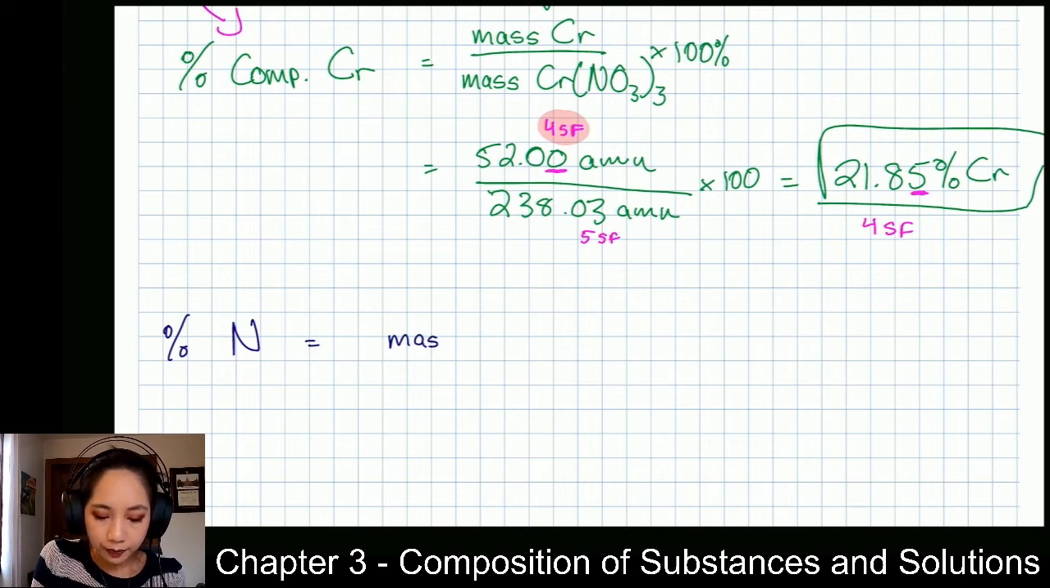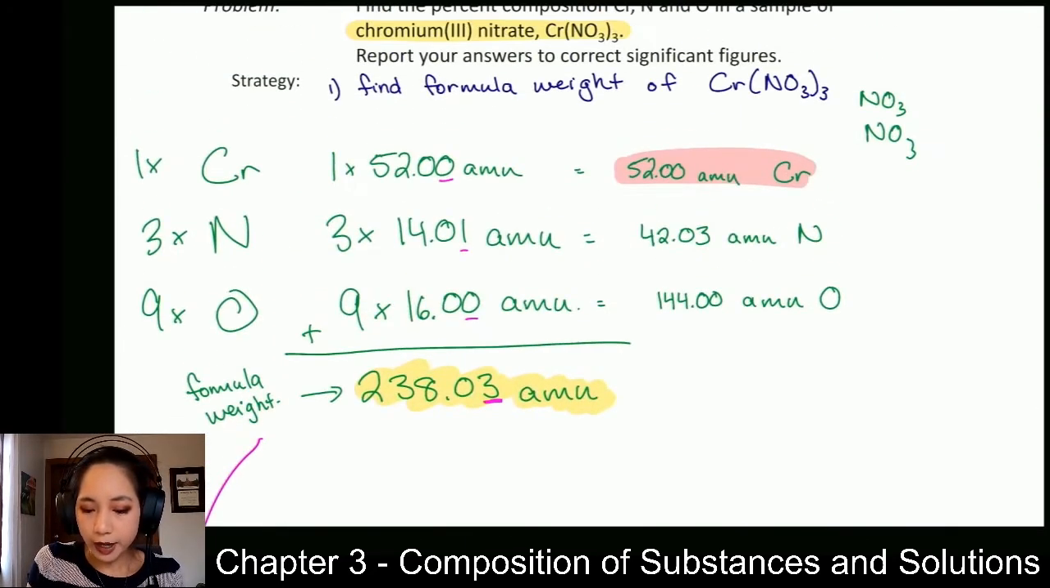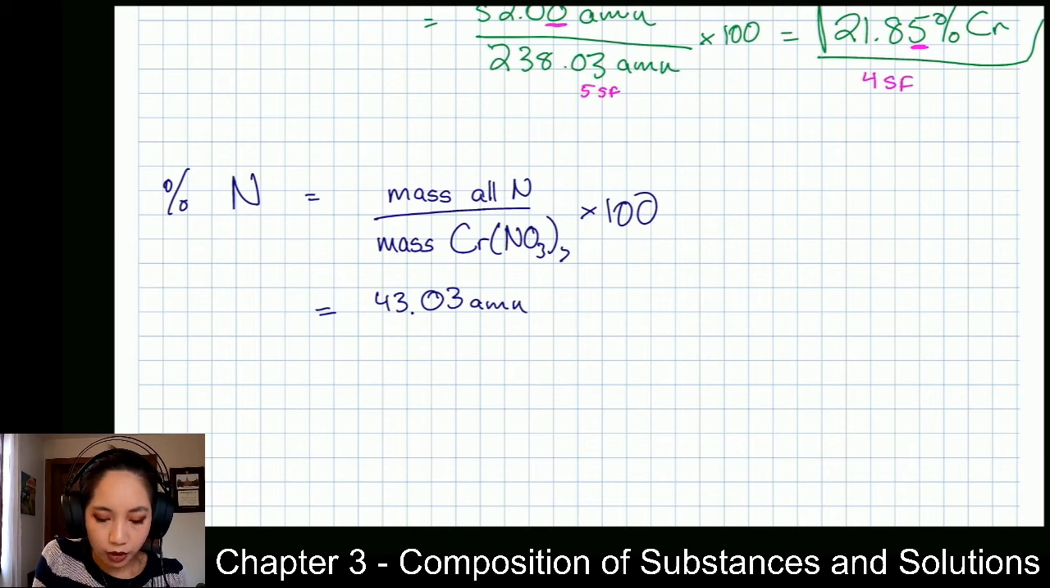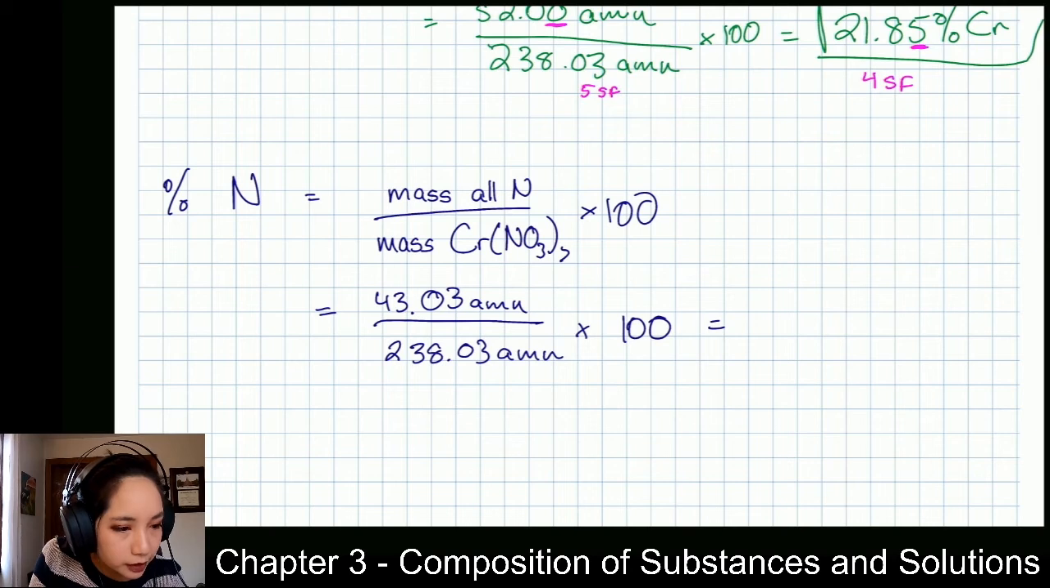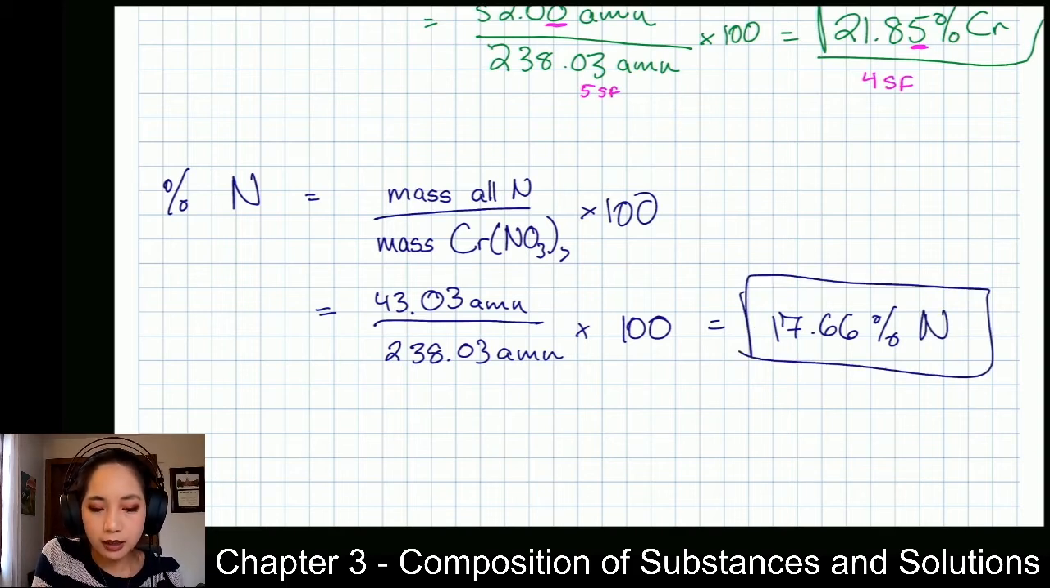It's the mass of all the nitrogen over mass of the whole compound, chromium nitrate, times 100. So let's take a look back up here. So the mass of all the nitrogen is 42.03 AMU. So 42.03 AMU over the total mass, 238.03 AMU times 100 equals, let's see, 17.66%. That's percent nitrogen in this substance.